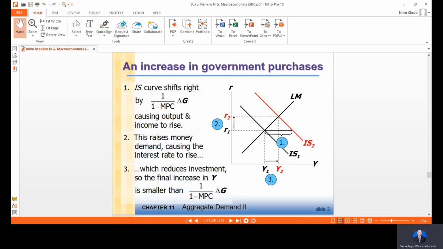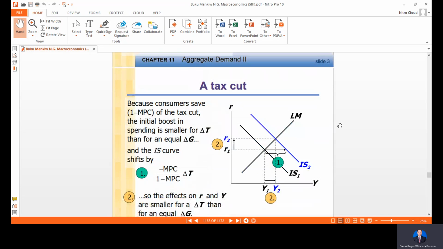And this rise in money demand causes the interest rate to rise, and will reduce investment, so that the final increase of Y is smaller than the result of this. This is the impact of government purchases: it increases the interest rate and increases the national income.